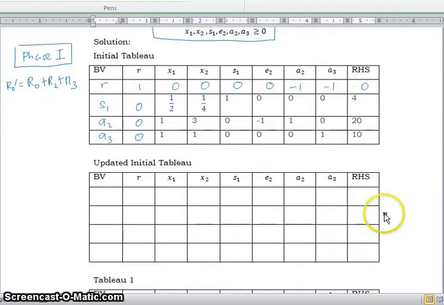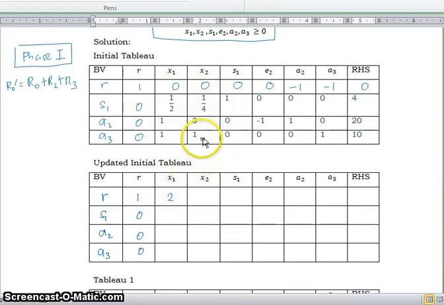Okay, then we can update the tableau. The basic variable for row 0 is still R; S1, A2 and A3 are the basic variables in rows 1, 2 and 3 respectively. R is 1, 0, 0, 0. Okay, for X1, we get 0 plus 1 plus 1. So we have 2 here.